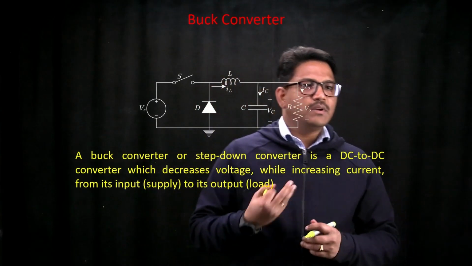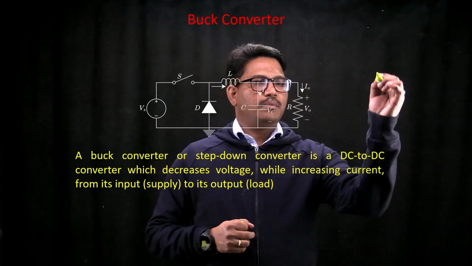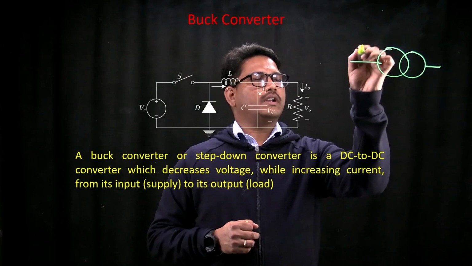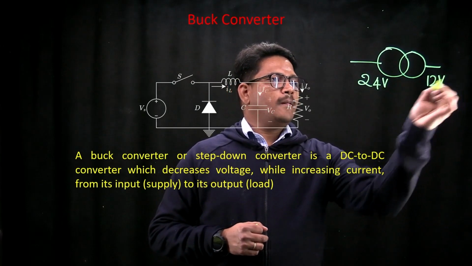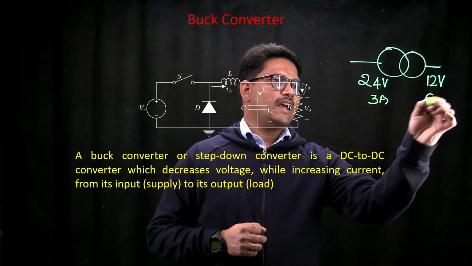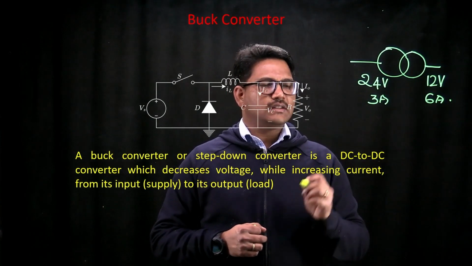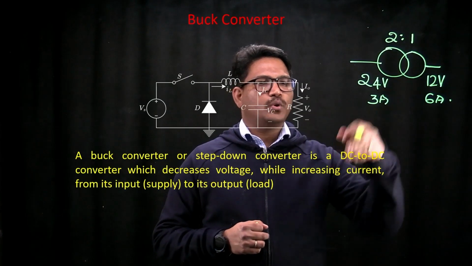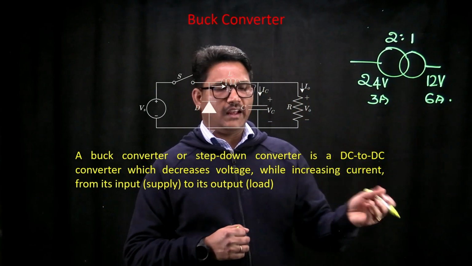Now it is somewhat similar to a step-down transformer in the case of AC. For example, if you have a step-down transformer which takes an input voltage of 24 volts and gives an output voltage of 12, and it has an input current of 3 amps, then it gives 6 amps of output current. For this particular transformer, we consider that the turns ratio is 2:1. That means the output voltage is half and the output current is double that of the input.